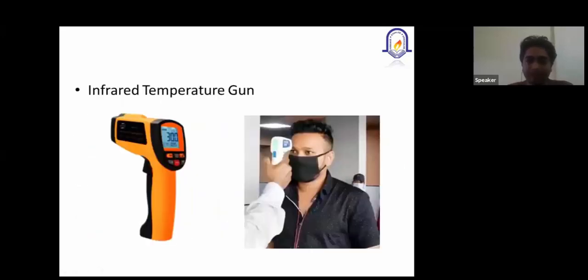In this COVID era, you must have seen this particular kind of temperature gun being used by the doctor to check the temperature. Have you seen this everywhere, even in the news? You have seen this temperature gun being used. Now, on which principle is this temperature gun working? Using infrared thermography. Okay.